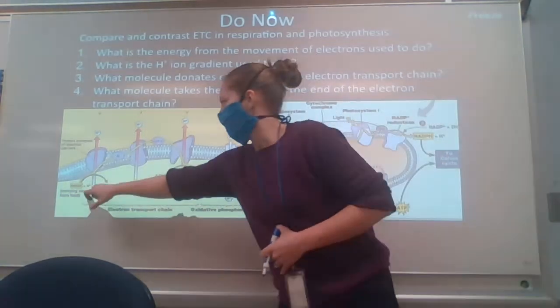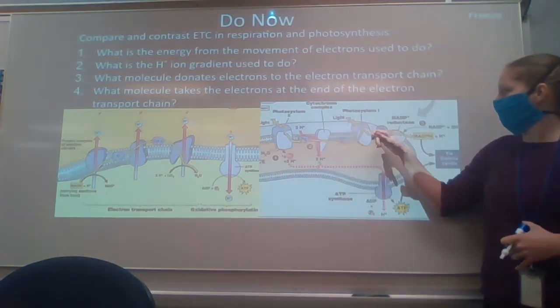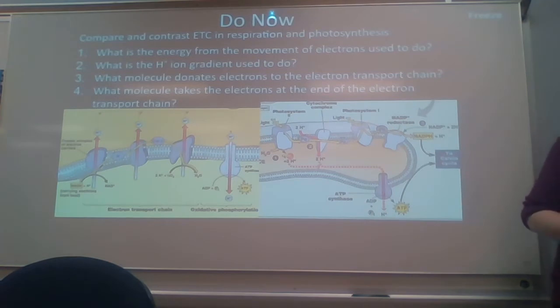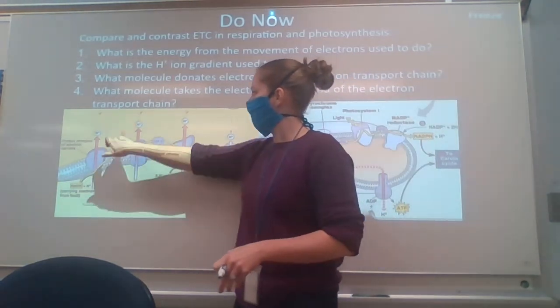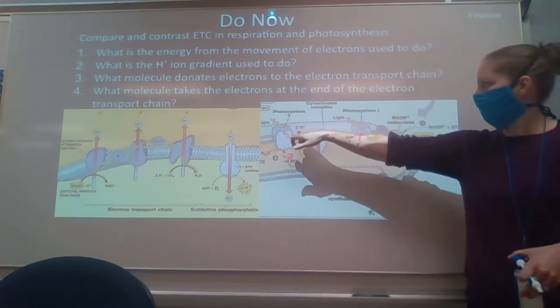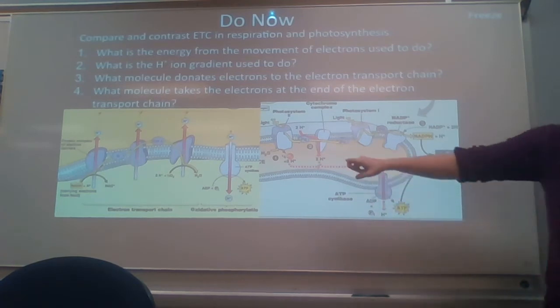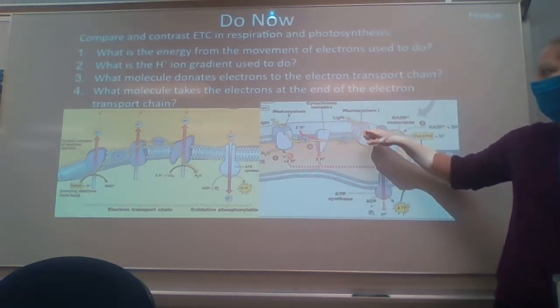And again, these yellow arrows here are showing the movement of electrons through the electron transport chains. The energy from the movement of those electrons is used to do what? Yeah, Lucas. Yep, to pump the hydrogen ions across the concentration gradient. Here you can see the hydrogen ions are getting pumped into the intermembrane space in the mitochondria. Here they're getting pumped into the thylakoid space in the thylakoid. So that's what the energy of that movement of electrons is used to do.